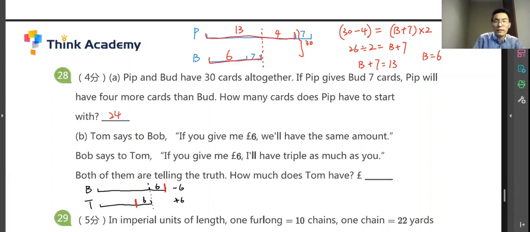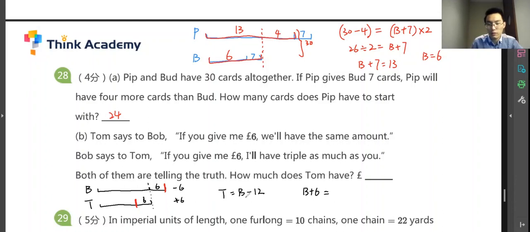Okay, so we can represent Tom with Bob. So the number of pounds Tom has will be Bob minus 12. Okay, and then we use the second condition. So Bob says to Tom, if you give me £6, I'll have triple as much as you. So if Tom gives Bob £6, so Bob has £6 more now, and Bob will be triple Tom.